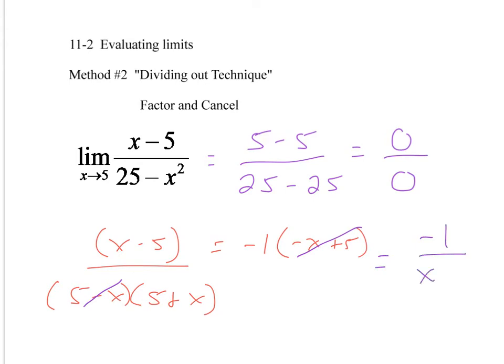over x plus 5. If I do direct substitution now, if I plug in 5 for x, I get negative 1 over 5 plus 5, which is 10. So my limit is negative 1/10. And that is my answer.